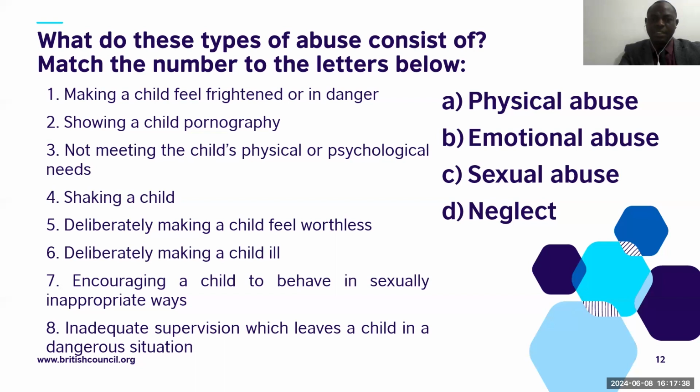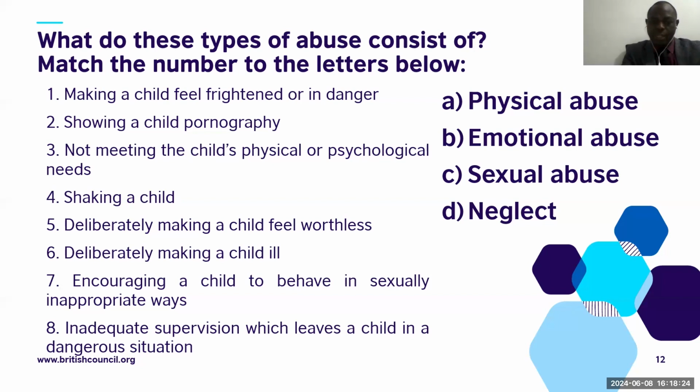Now, it is very important for us to be able to identify the various symptoms that can be traceable to the major types of abuse. So what do these types of abuse consist of? Physical abuse, emotional abuse, sexual abuse, and neglect. We have 8 indicators, and we need to trace these indicators to the major types of abuse. Making a child feel frightened or in danger, showing a child pornography, not meeting a child's physical or psychological need, shaking a child, deliberately making a child feel worthless, deliberately making a child ill.